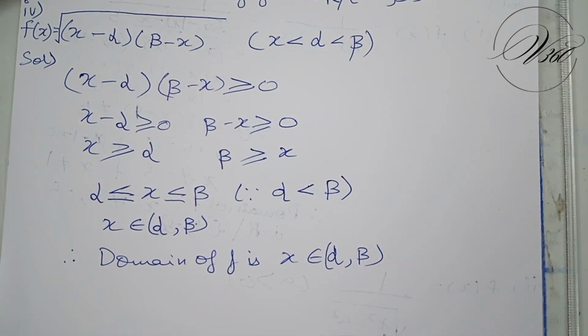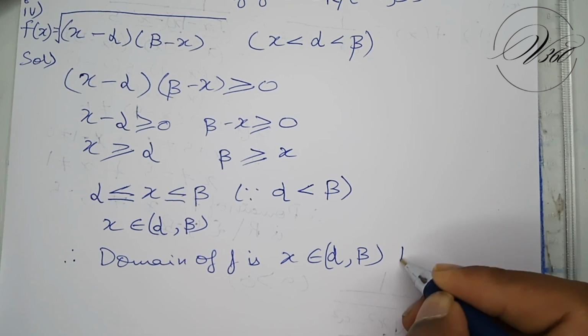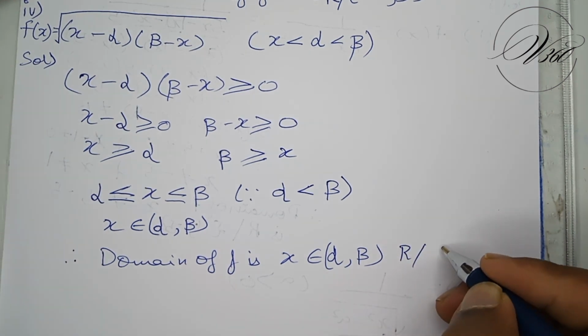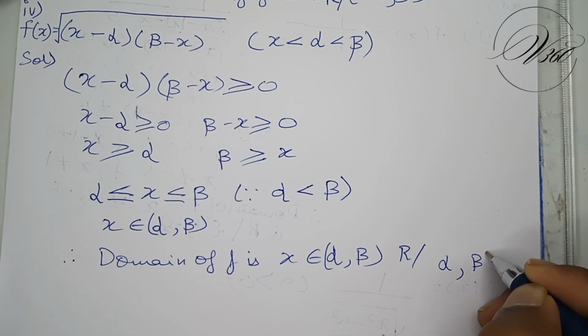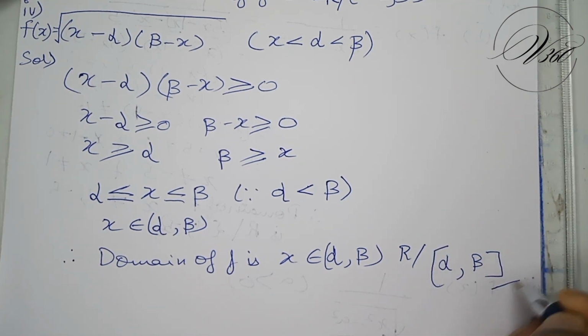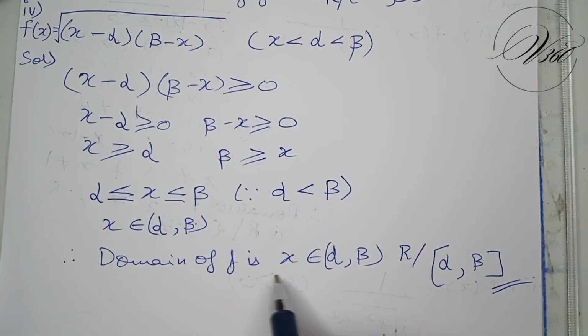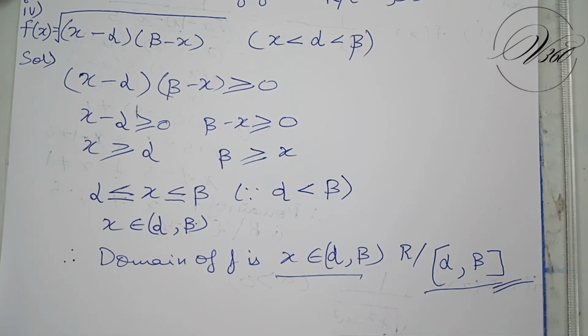Now that is R slash alpha comma beta. This is the answer. We can write this or this, any answer. In the therefore statement we can write domain of f is x belongs to alpha comma beta, and R, that is range slash alpha comma beta.